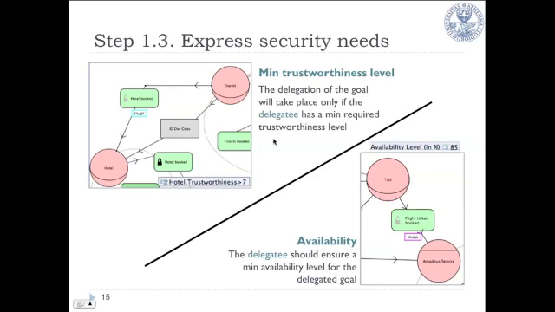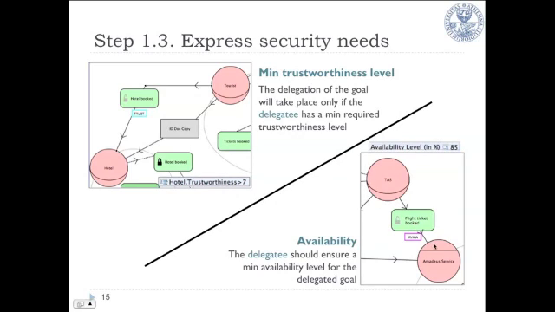Similarly, we express over interactions other security needs. One of them is minimum trustworthiness level. This indicates that a given actor will delegate only to actors that satisfy a minimum trustworthiness level. So the delegation will take place, in this case, only if the trustworthiness level of the hotel is greater than 7.